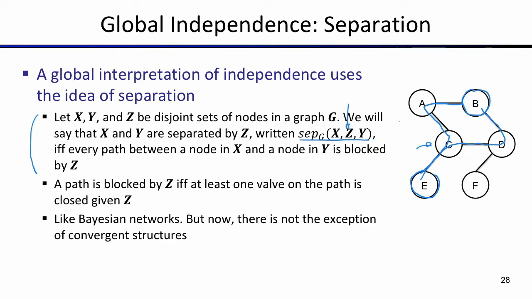If we observe just A and not C, one path will be blocked, but the other one will not. So in this case, we cannot state that they are separated. But if we observe A and D, we're going to again block both paths, and E is going to be independent of B.